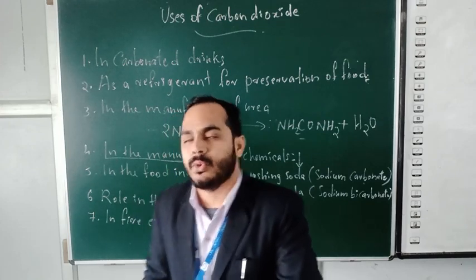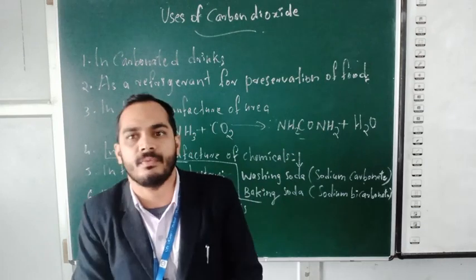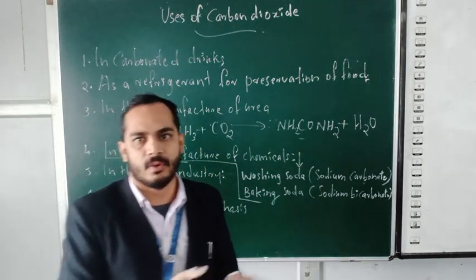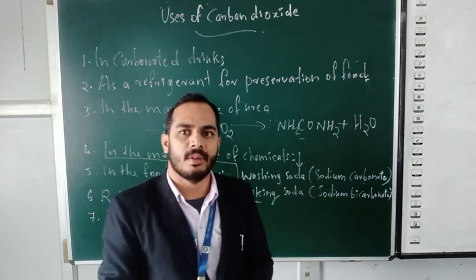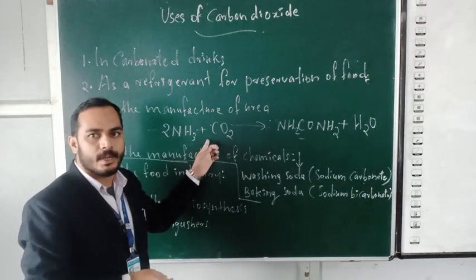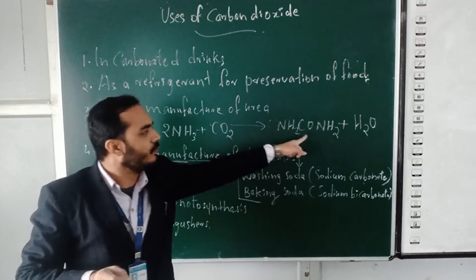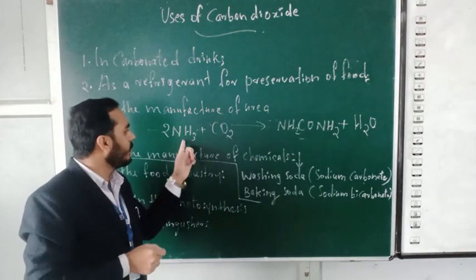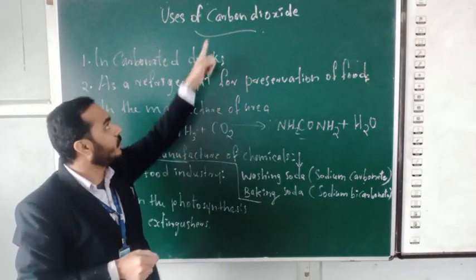So the next one, the manufacturing of urea. Urea is one type of fertilizer. It is very important for all plants for their metabolic growth and development. Here the chemical reaction is given, showing how carbon dioxide helps in the manufacturing of urea. This is the chemical formula of urea. Here ammonia reacts with carbon dioxide. So, that is the use of carbon dioxide.